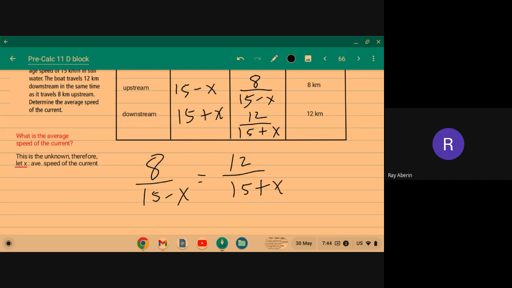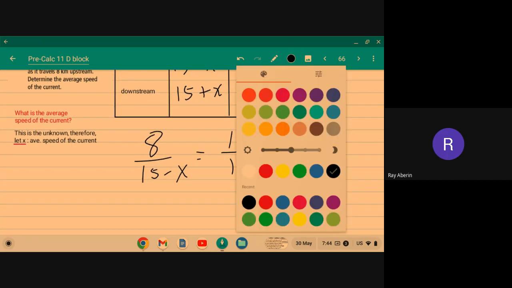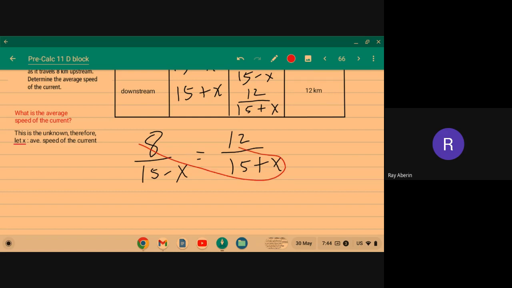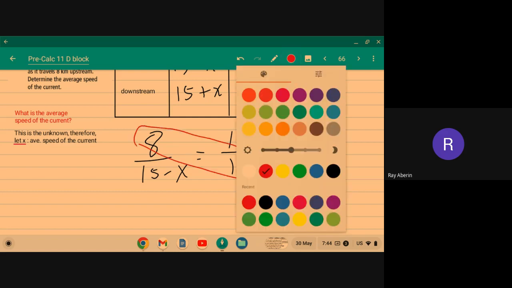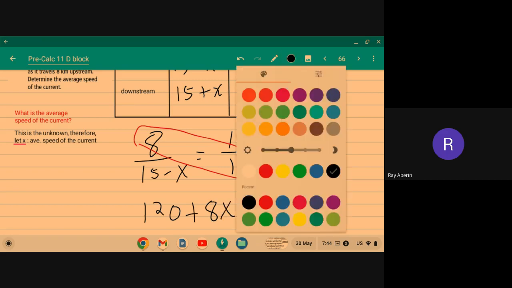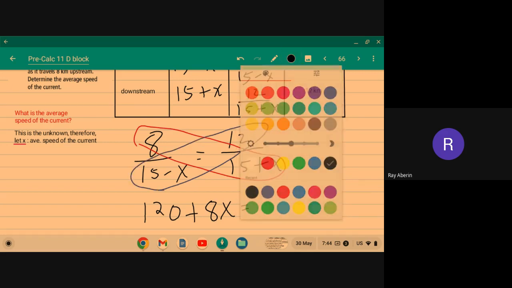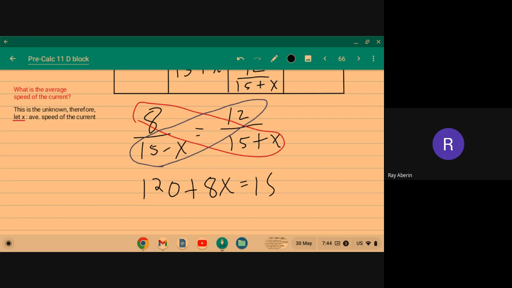Some of you would say cross multiplication. All right, fine. I'll be okay with that, not to say that it is wrong. So this one would be 8 times 15, that's 120, plus 8x. Equals, let's multiply going this way this time, 15 times 12 is 180 minus 12x. We have to gather all of the variables on one side and all of the numbers on the other side.